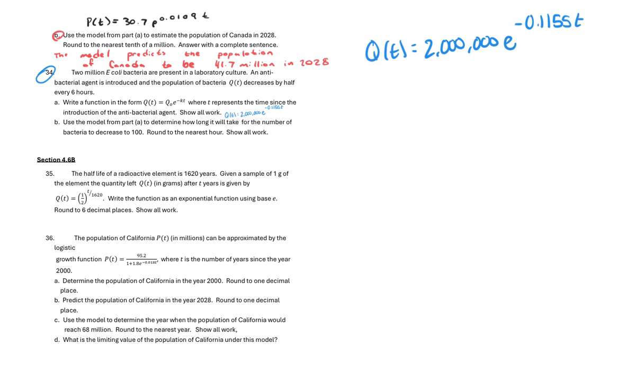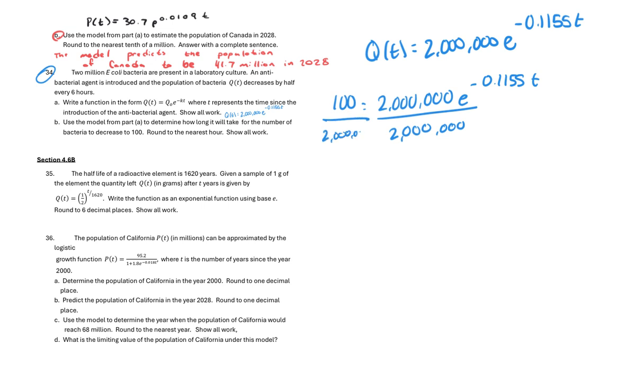So we're going to sub in 100 is equal to 2 million e to the negative 0.1155 times t. Now we're solving for t. So we're going to have 100, divide both sides by 2 million. Then we get 1 over 20,000 is equal to e to the negative 0.1155 to the t.